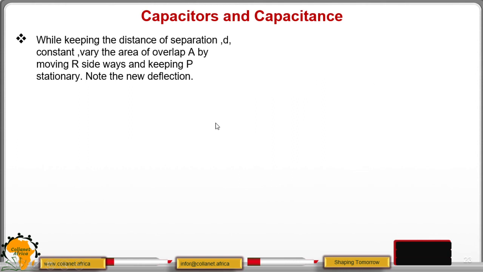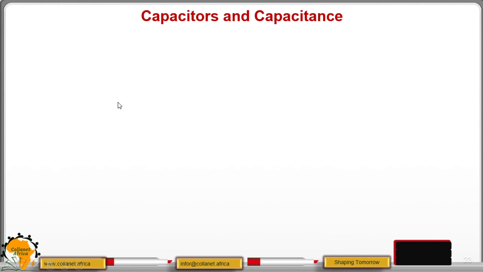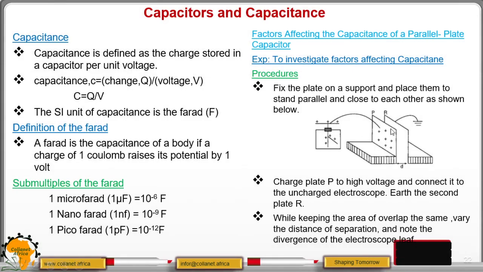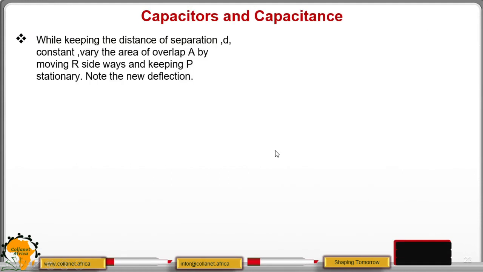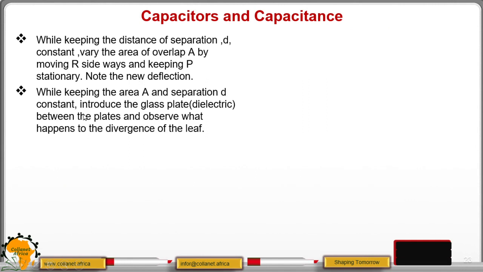Then from there, while keeping the distance of separation D constant, vary the area of overlap A by moving R sideways. You have this as your R. As you move it sideways, you will vary the area of overlap. Again, after doing that, you are supposed to note the new deflection.